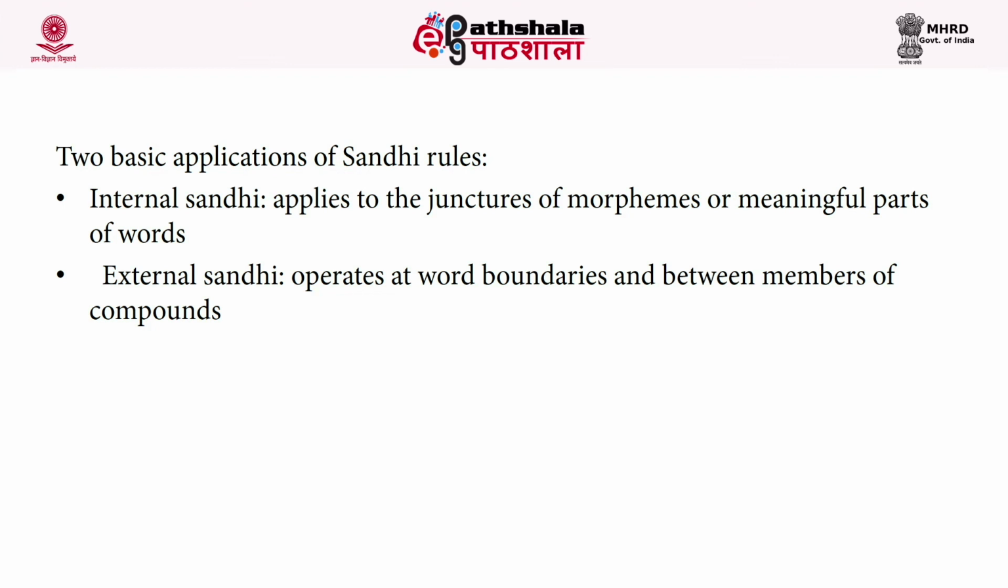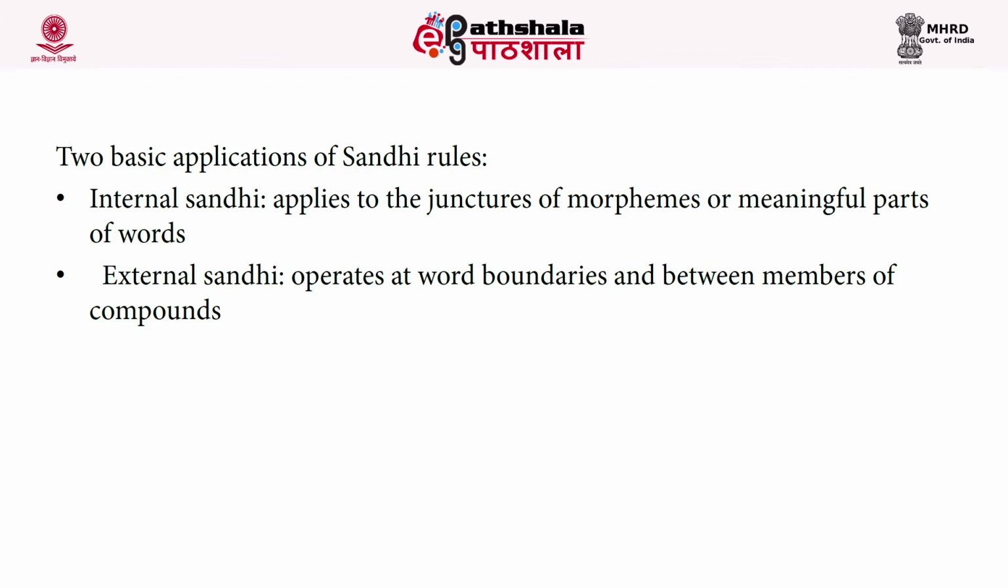External sandhi operates at word boundaries and between members of compounds. For example, Asti atra, astyatra, here he is. Tatra eti, tatreti, there he goes. Raja Rishi, Rajarshi, royal sage, etc.